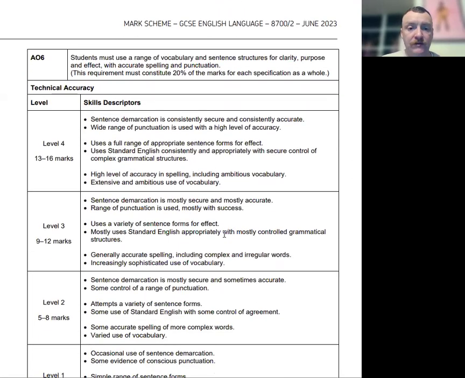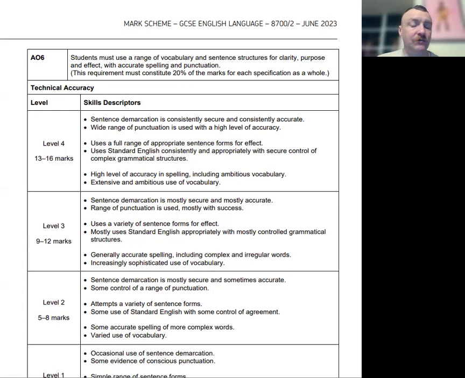I will just quickly look at AO6. So students using a range of vocabulary and sentence structures for clarity, purpose, and effect with accurate spelling and punctuation. So your SPAG is absolutely paramount. It's something that you really need to be on top of. Okay. Capital letters, full stops, the very, very basics, the very, very bottom level of your SPAG, making sure it's all tip top. So using sentence demarcation, a wide range of punctuation. So can you use all of the punctuation marks available to you? Use a full range of appropriate sentence forms, simple, compound, and complex sentences.